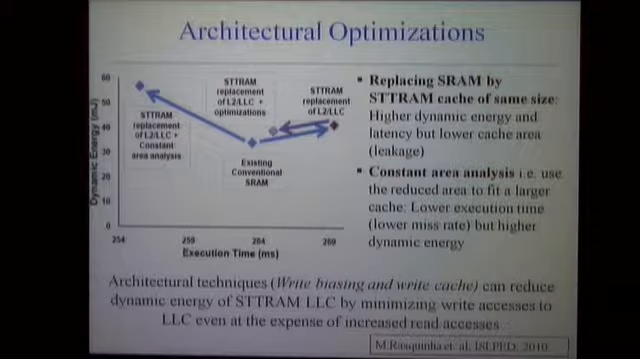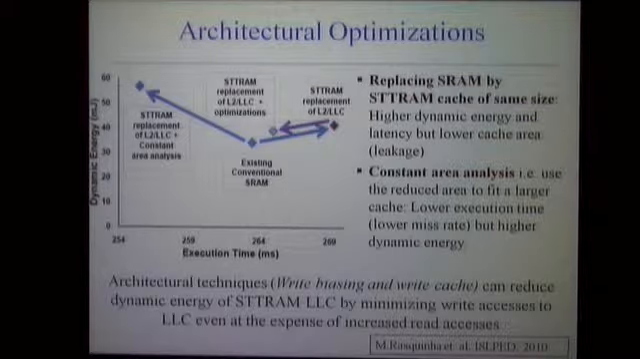So what kind of architectural optimizations can we have? This is a work that we had in ISLPED 2010. The optimizations that we were thinking of: first of all, we were seeing what happens if we replace the existing conventional SRAM by an STT-RAM cache of similar size. Of course, there is a higher dynamic energy hit and latency, but because the cache area is lower, the leakage goes down significantly.